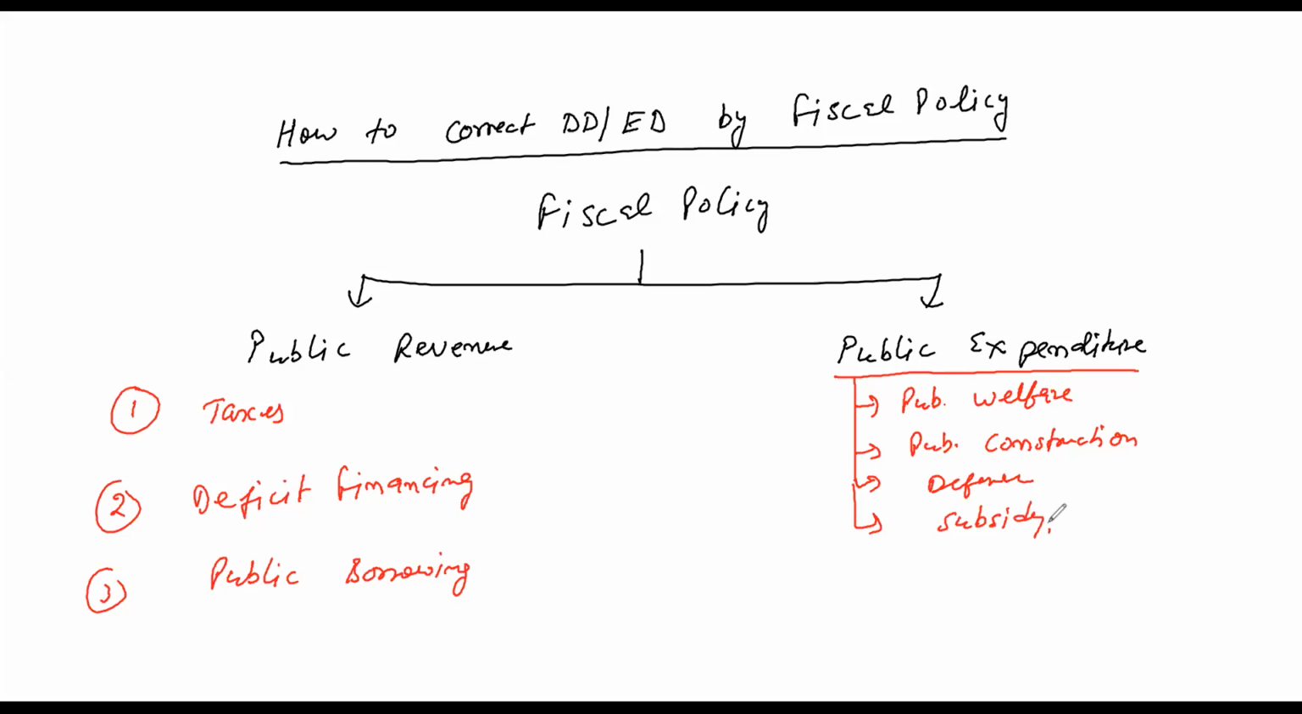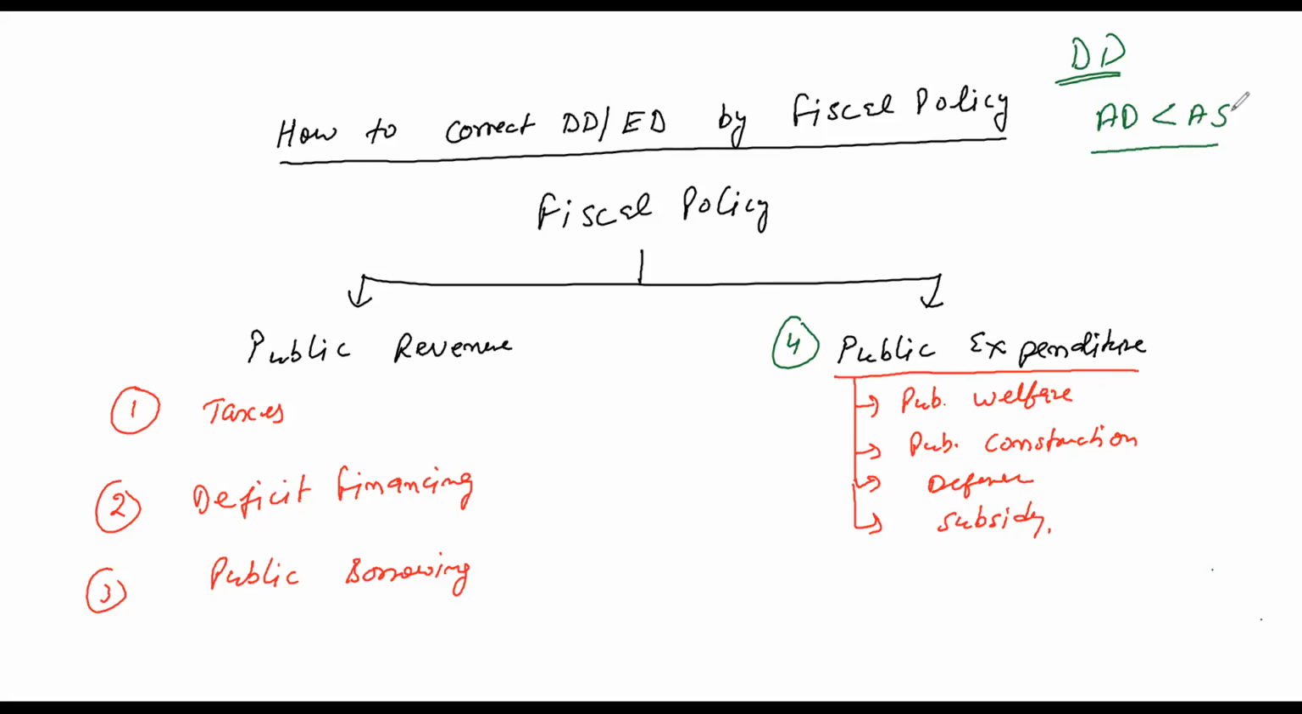So now my question is how deficient demand can be controlled by these tools. Students, listen carefully. These four tools: 1, 2, 3, and the fourth one is public expenditure as a whole. Suppose there is a deficient demand, which means the aggregate demand is less than aggregate supply at the full employment level.